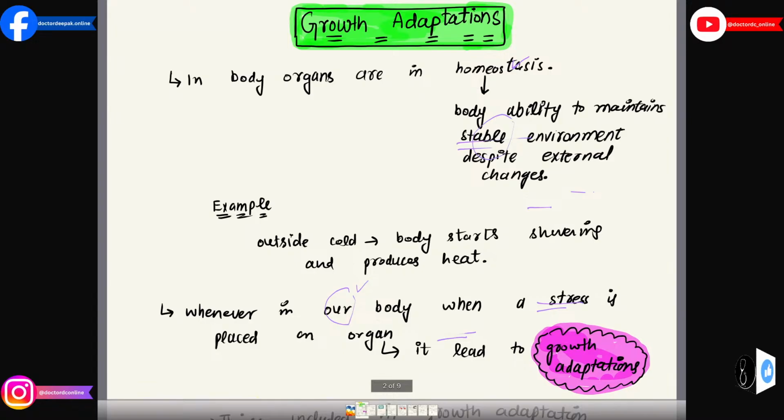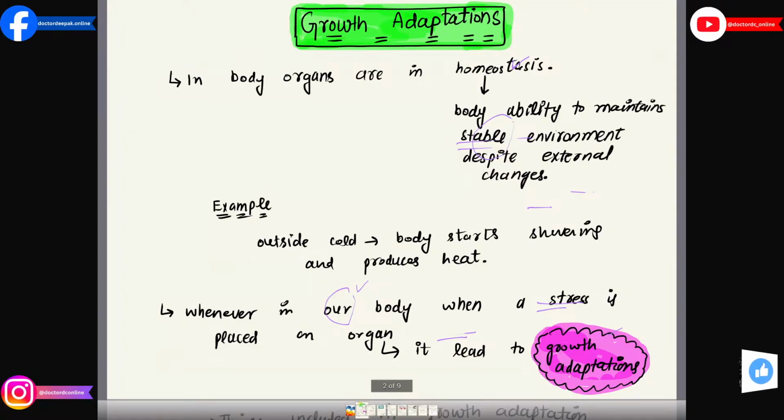Whenever stress is placed on an organ in the body, it leads to growth adaptation. So what is the meaning of this line? Whenever there is any kind of stress placed on the organ, that organ will undergo further changes, and those changes are called growth adaptation. So what is growth adaptation? You can say it is a type of change in the organ when stress is placed on the organ or any kind of cell.